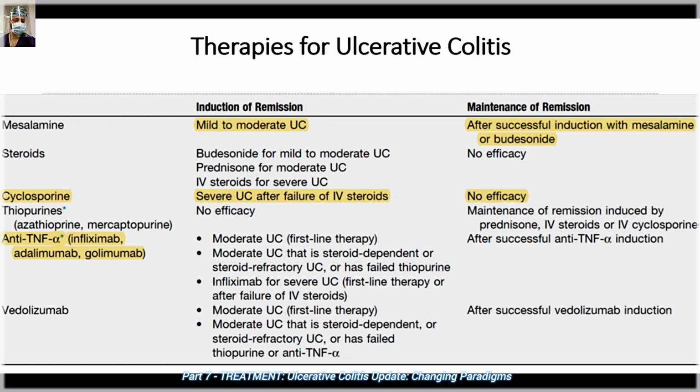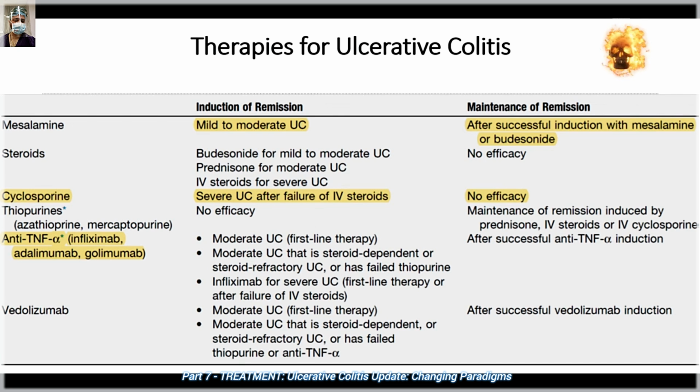Mesalamine is used for mild to moderate ulcerative colitis for both induction of remission and maintenance. Of the steroids, we mainly use budesonide for mild to moderate ulcerative colitis and prednisolone for moderate, and IV steroids are used for severe ulcerative colitis, as we used in this patient. Cyclosporin is again for severe ulcerative colitis after failure of IV steroids, and both steroids and cyclosporin have no role in maintenance. They only have a role in induction of remission.